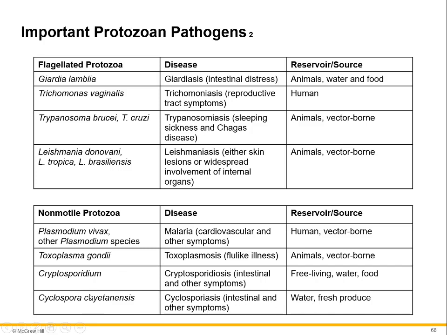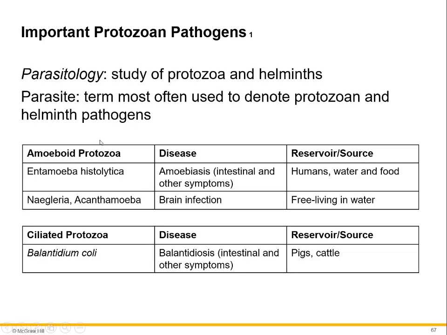So these are all non-motile, the ones that we call the apicomplexans or sporozoa. And the flagellated are in the group that we call the mastigophorans. The amoeboid are the sarcodina, and then the ciliophorans are the ones with cilia.